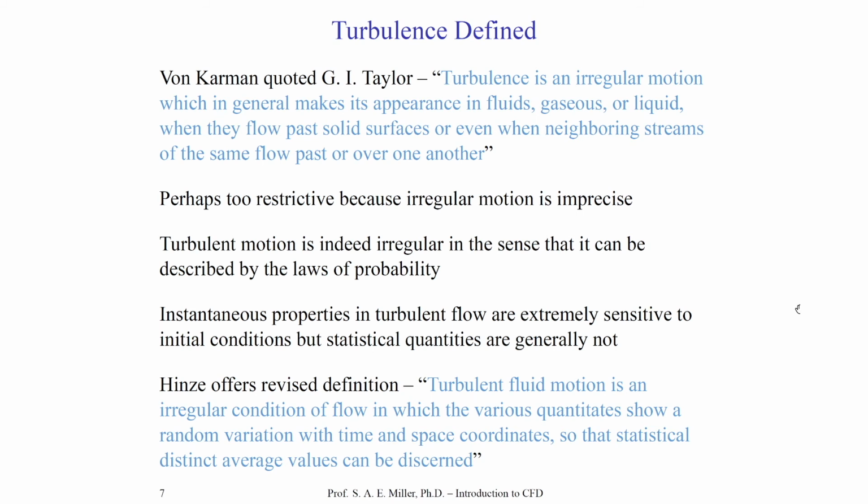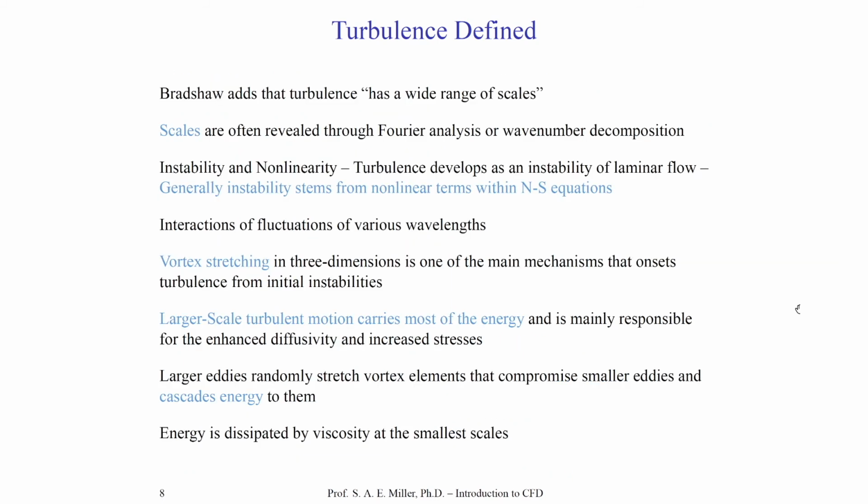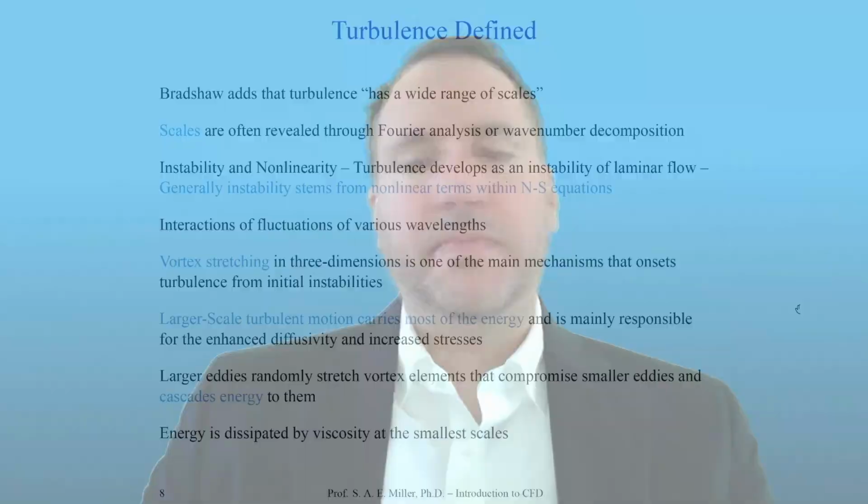Another definition comes from Hinze, and they write, turbulent fluid motion is an irregular condition of flow in which the various quantities show a random variation with time and spatial coordinates, so that statistically distinct average values can be discerned. Let's look at some more famous definitions. Bradshaw adds to the Hinze definition that it would have a wide range of scales. What does this mean? That if we look at the scales of turbulence, the spatial scales and temporal scales, they'll go from very, very large to, of course, very, very small.